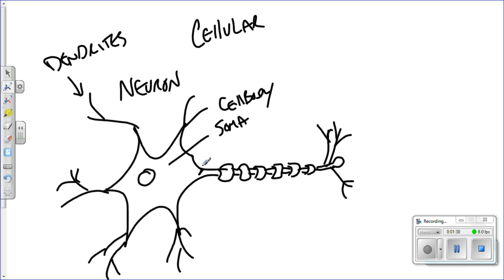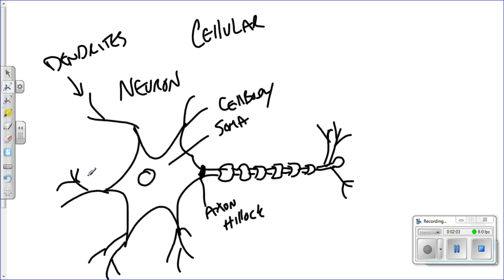Right here, a very important spot to take note of, this area where we end the cell body and we start the axon, is called the axon hillock. We'll talk about that as far as graded potential versus an action potential at the axon hillock. Most of the cell's workings, as far as cellular respiration, mitosis, all the DNA synthesis, all those pieces happen right here in the cell body.